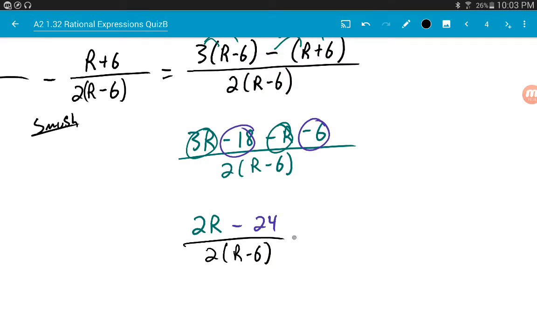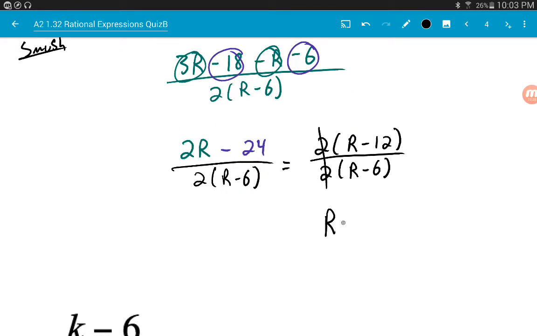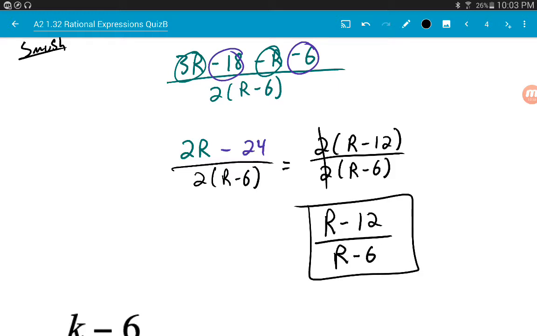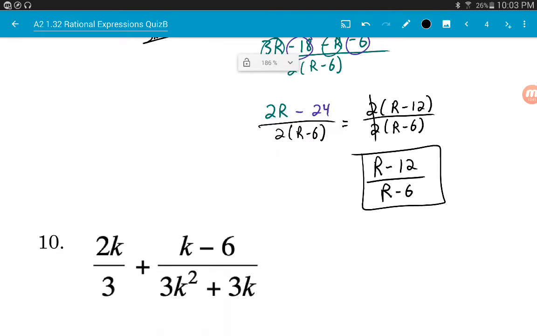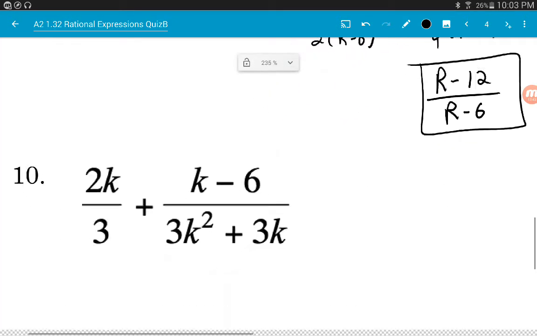I recognize that the top can be factored. I can factor out a 2, leaving me with r minus 12. On the bottom I have 2r minus 6, and cross out the 2s. My final answer is going to be r minus 12 over r minus 6. If you want to back up and watch that one again, it might be a good idea, just to make sure that you know what's going on.